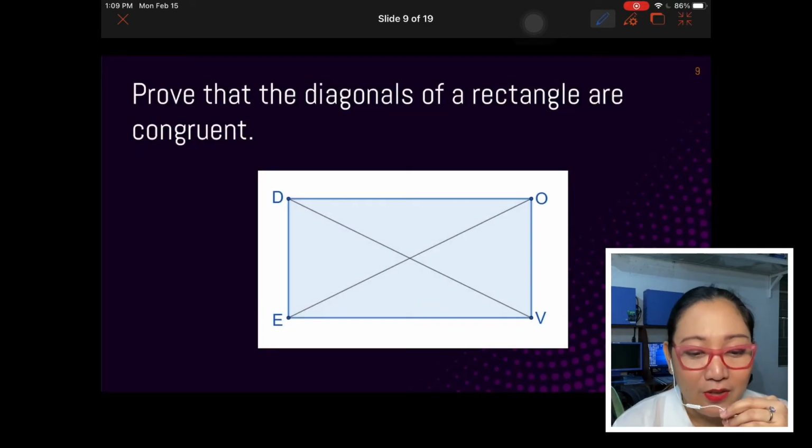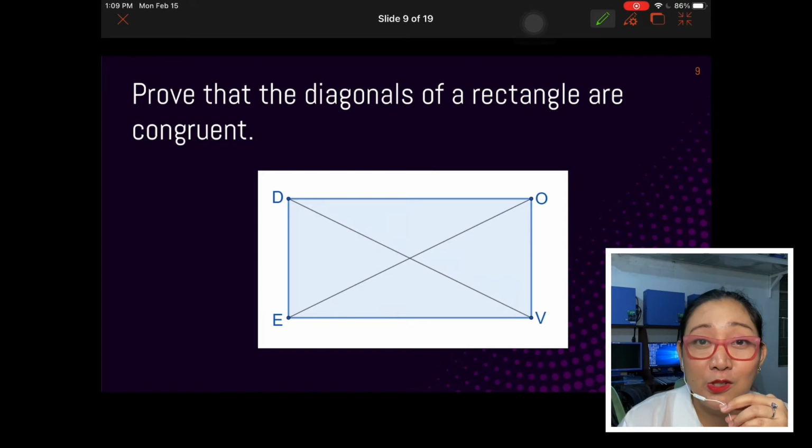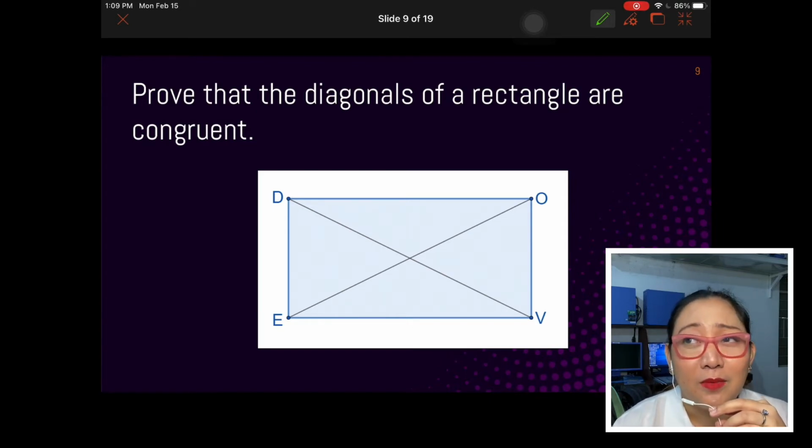Let's move on. Now we will use geometry. Prove that the diagonals of a rectangle are congruent. This is one of the properties of a rectangle. If you recall your geometry lesson last year, a rectangle has two pairs of congruent sides, so the opposite sides must be congruent. Aside from that, the diagonals must be congruent. If those two conditions are satisfied, then you do have a rectangle. Here, we will just prove that the diagonals are congruent.